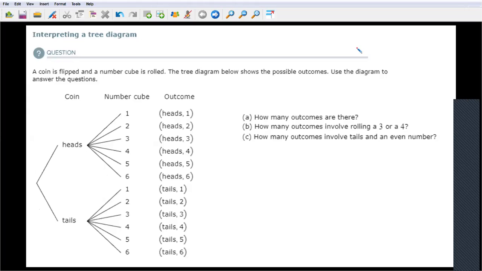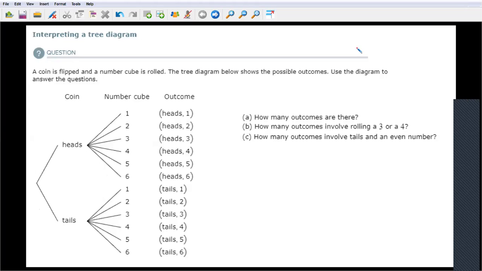It's interpreting a tree diagram. If you haven't gone and done Introduction to the Counting Principle, which was the first topic of the day, I would go back and do that. So what we're looking at with this one is basically just interpreting a tree diagram that's already been created.